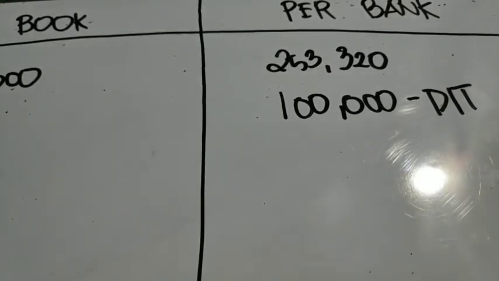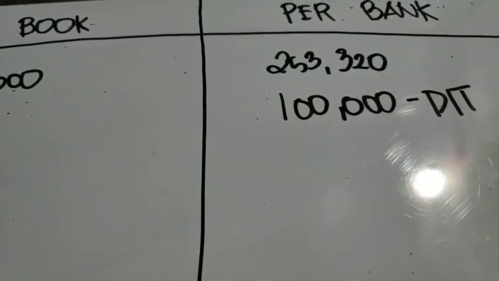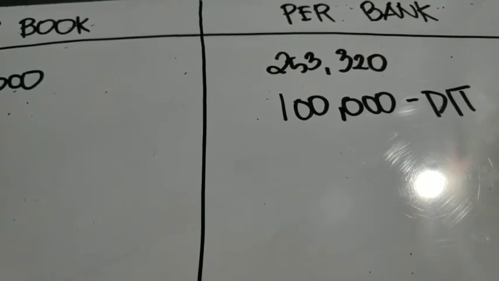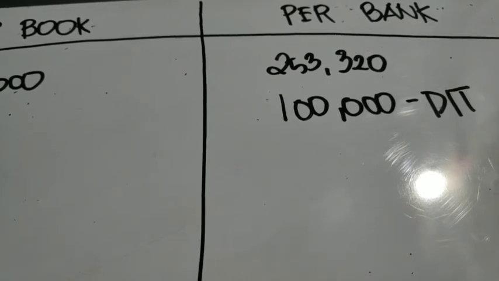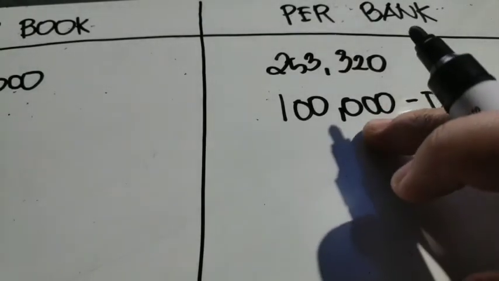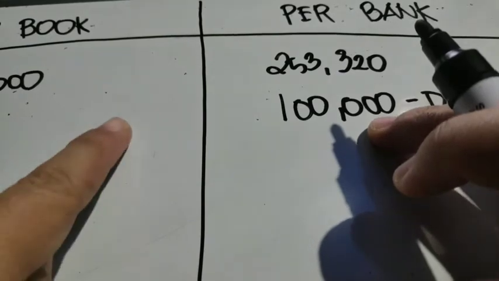DIT, deposit in transit. Next that we will identify is the outstanding check. The outstanding check is the 92,000, which is in the company's per book. It was reflected that the 92,000 is an issued check to the creditor, but the creditor did not encash it for the month of July. It was encashed in the month of August. So you will reflect it.